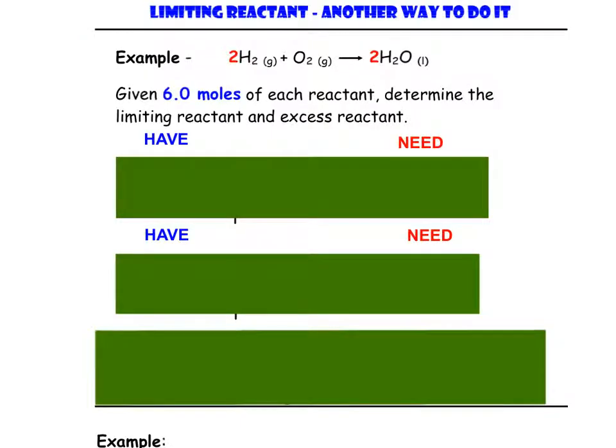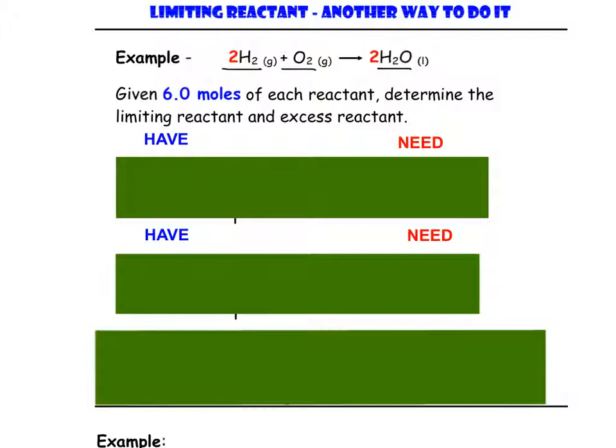And now here's going to be another similar example to the warm-up problem, except here we are going to take, given 6 moles of each reactant, determine the limiting reactant and excess reactant. And we're just working with a different equation here. So now I have 2 moles of hydrogen, 1 mole of oxygen for 2 moles of water produced.